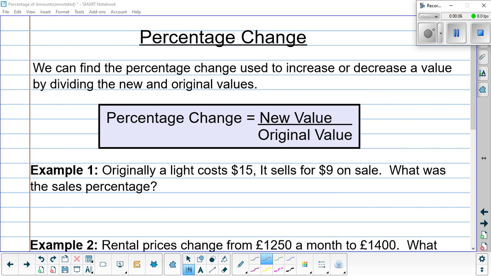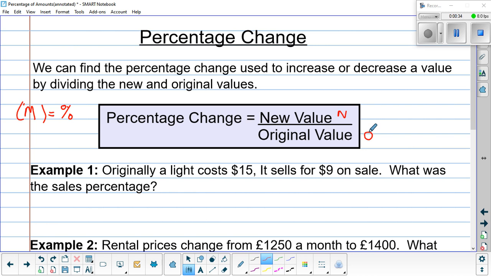So, percentage change, or percent, right? I will also put in brackets that this is our multiplier, M, which is equal to our new value over original. That's because we have an N and an O, and that's why I'm saying this is our M, our percentage change. It is used to find the increase or decrease, by dividing the new over the original. So just like before, let's go through an example.